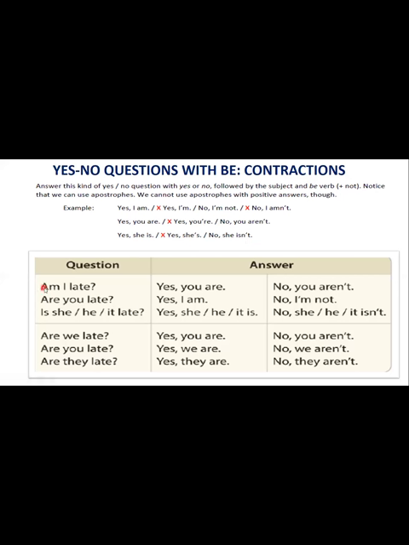This is the way it is, okay? So now here are the questions. Am I late? Yes, you are. No, you aren't. Are you late? Yes, I am. No, I'm not. Is he, she, it late? Yes, he or she or it is. Or no, he, she, it isn't. Are we late? Yes, we are. Yes, you are. No, you aren't. Are you late? Yes, we are. No, we aren't. Are they late? Yes, they are. No, they aren't. So again, those are examples of how to ask closed questions, where the possible answers are only yes or no.